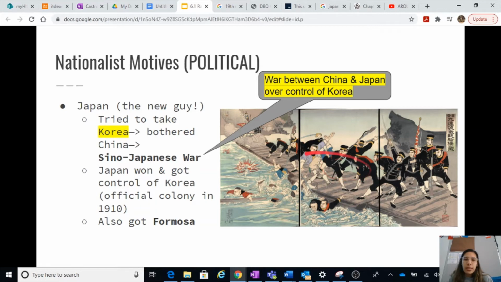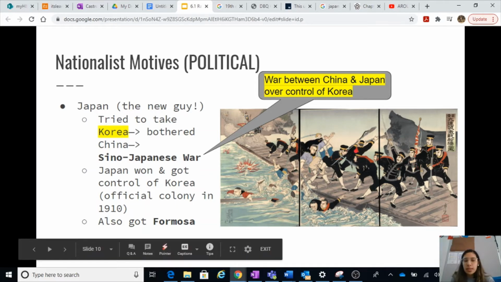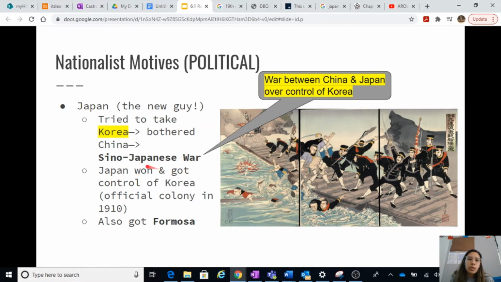And this is a painting that shows the Japanese perspective. As you can see, the Japanese are in black, and they're beating those Chinese, those Qing soldiers, and they're winning because they're the best. So as a result of this war, Japan won and got control of Korea. It doesn't become an official colony until 1910. And they also got control of Formosa, which is modern-day Taiwan. So we can see Japan came in late in the game, but they are slowly taking in some territory. And that's really important because this is going to start World War II.